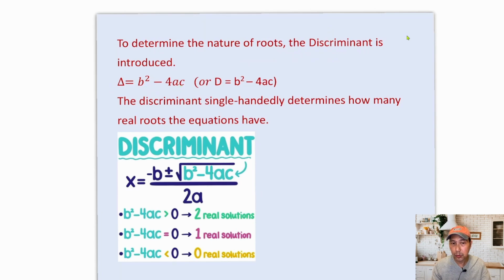Some people use the symbol delta, which is a Greek letter. Delta is equal to b squared minus 4ac, or we just simply use D is equal to b squared minus 4ac. A new term, the discriminant, is equal to b squared minus 4ac. It single-handedly determines how many real roots the equation has.